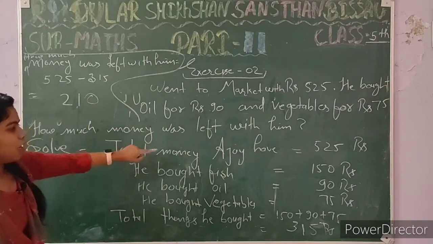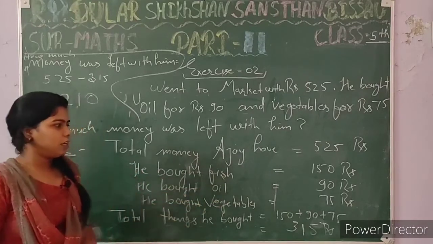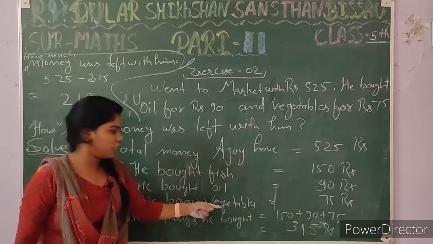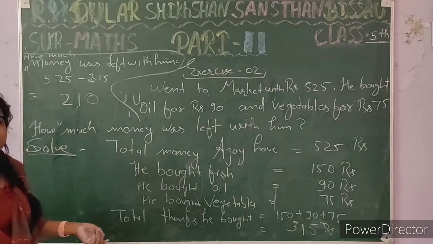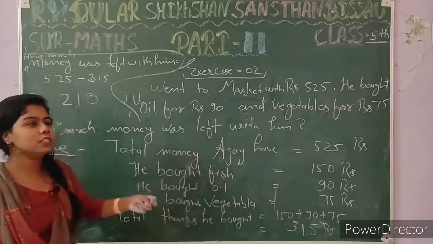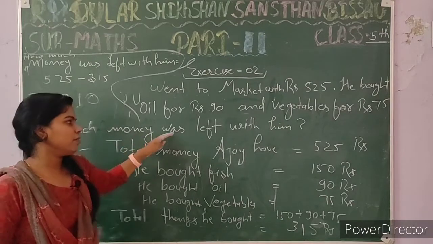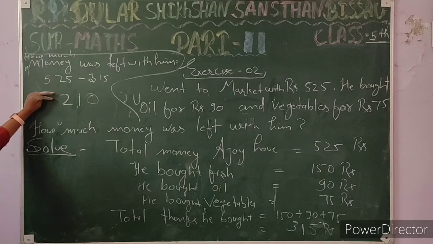He bought fish 150 rupees, he bought oil 90 rupees, he bought vegetable 75 rupees. Total things he bought from market is 315 rupees. Then the question is how much money was left with him. Okay, so we subtracted the total money he spent from the total money he had when he went to market, that 525.